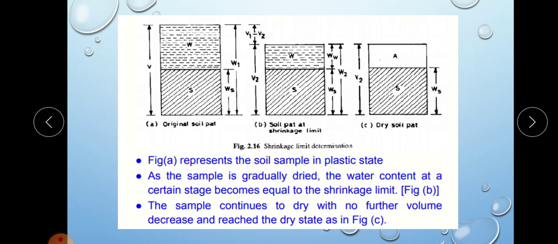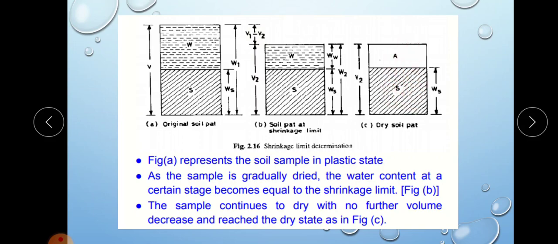This volume is V2 and here it is V1. So V1 minus V2 is the reduction in volume, and the sample continues to dry with no further volume decrease. It reaches the dry state, represented by this figure C.